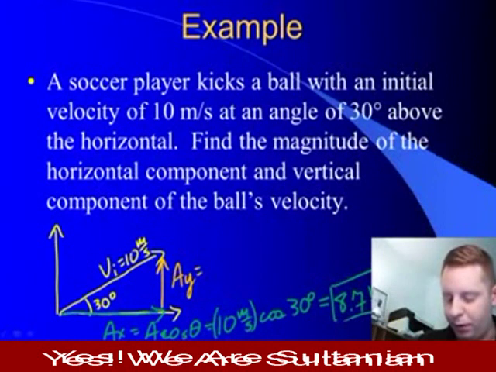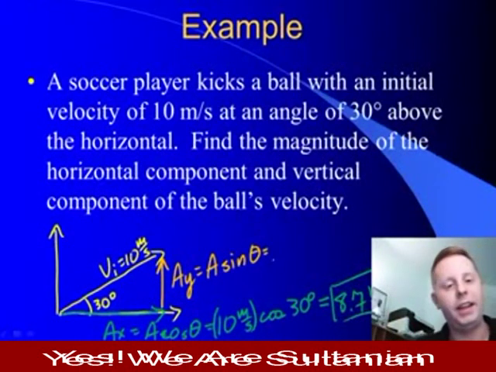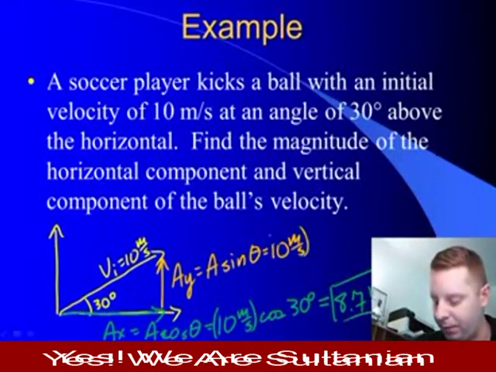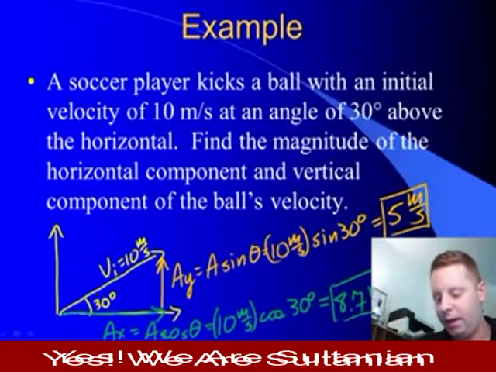Ay, its vertical component, will be a sine theta. Once again, I substitute in with units, 10 meters per second, sine 30 degrees, or 5 meters per second. And if we look at this, just to see if this makes sense, we can see that our x component is bigger than our y. That makes sense. The green vector on our drawing is bigger than the orange vector.